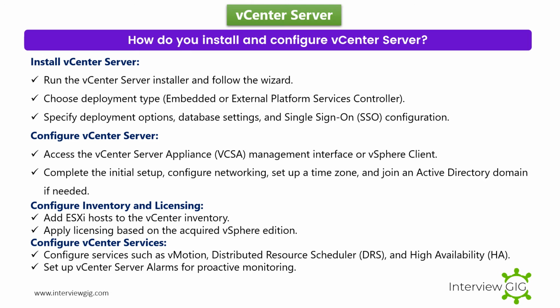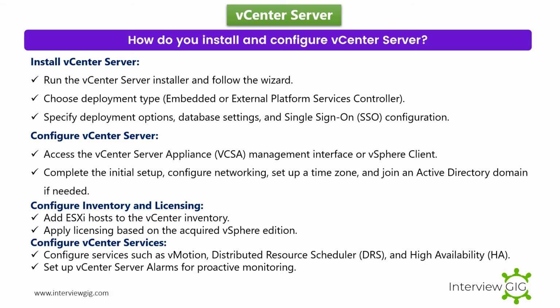How do you install and configure vCenter Server? Install vCenter Server. Run the vCenter Server installer and follow the wizard. Choose deployment type, embedded or external platform services controller. Specify deployment options, database settings, and single sign-on, SSO, configuration.